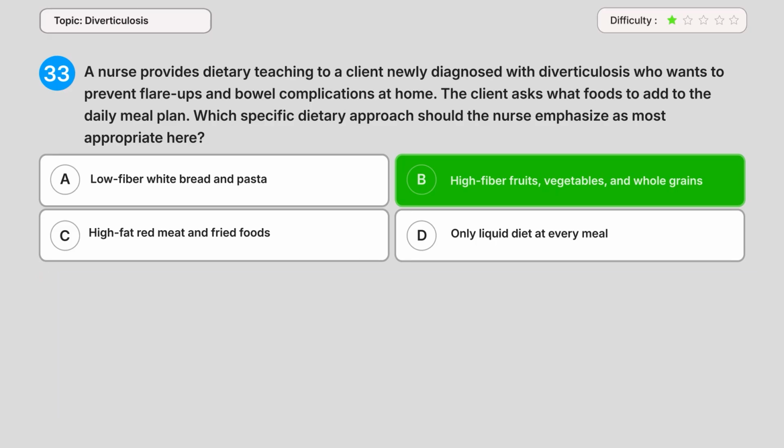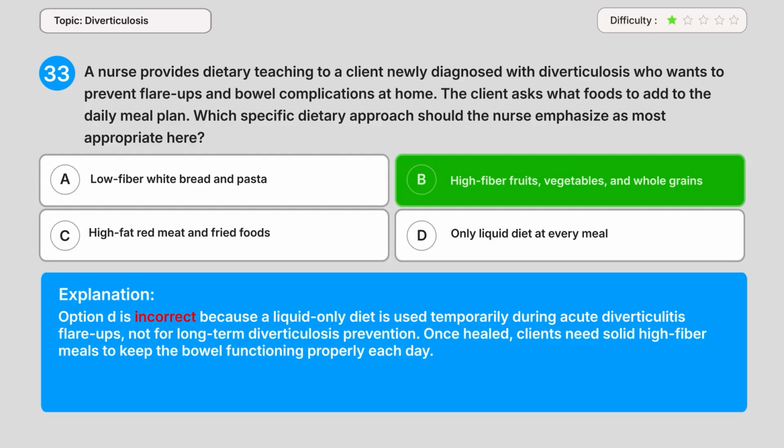Option D is incorrect, because a liquid-only diet is used temporarily during acute diverticulitis flare-ups, not for long-term diverticulosis prevention. Once healed, clients need solid high-fiber meals to keep the bowel functioning properly each day.